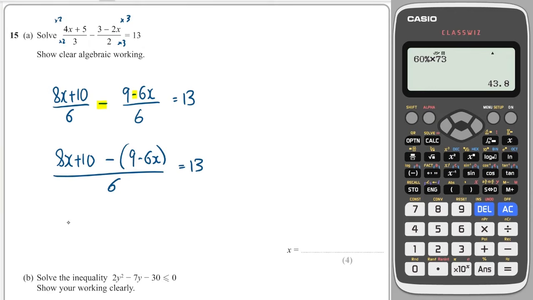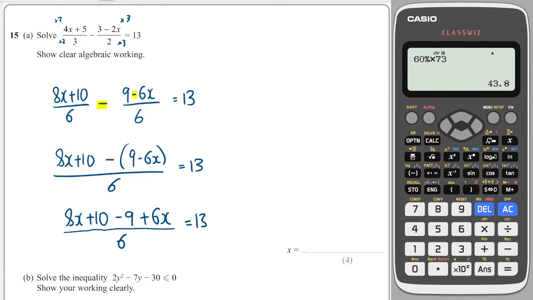I'm going to expand these brackets. I'm going to get 8x plus 10. I'm going to get minus 9. And I'm going to get a minus and a minus makes plus 6x. And that is where so many students forget to do the double negative.